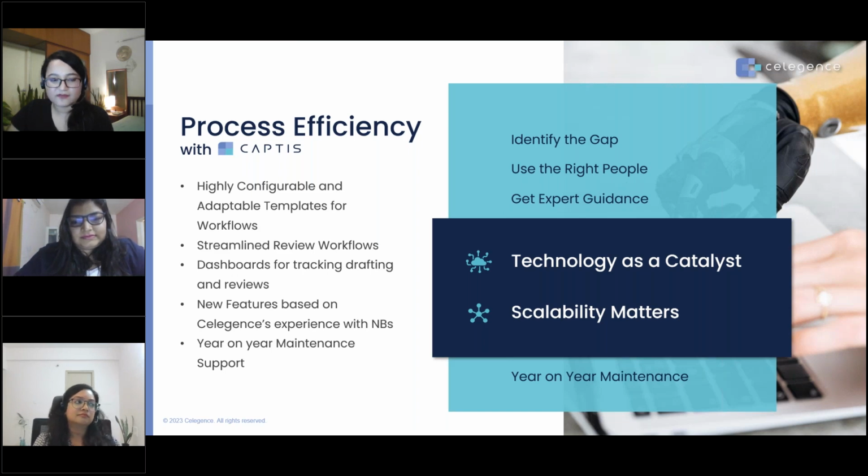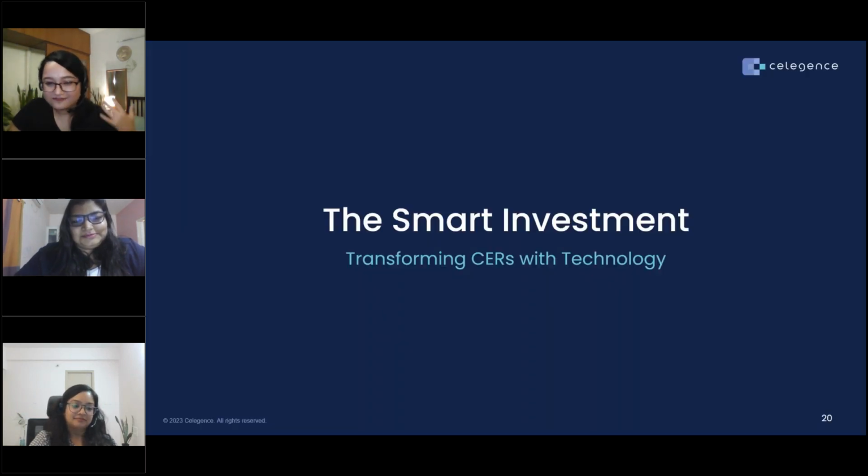Right. So, essentially, crafting a perfect process is like putting together a jigsaw puzzle, right? You need the right pieces, you need the right people, guidance, and technology, and there you have a comprehensive solution. So, technology truly is an investment in your organization's regulatory process. Thinking of long-term benefits, it is the right move to make.